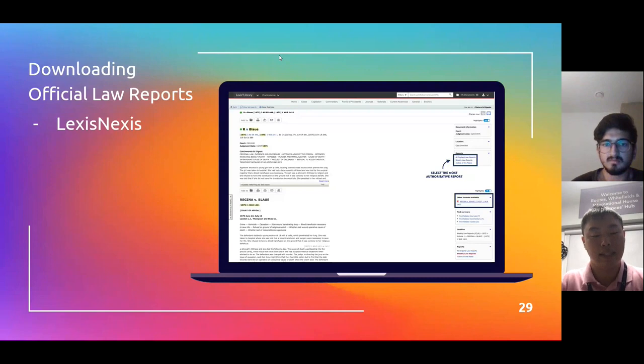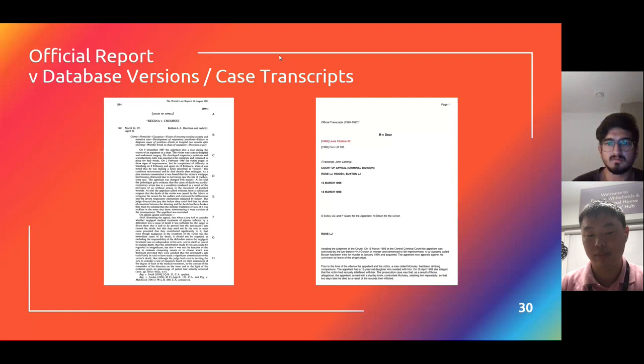Similarly, you'll find LexisNexis also offers this feature. Just as a heads up, our university will be upgrading to Lexis Plus this year, which will have a completely new and simplified interface. But the same deal applies. You search up a case, you click onto it, and there you can download the law reports. But there's a key difference.